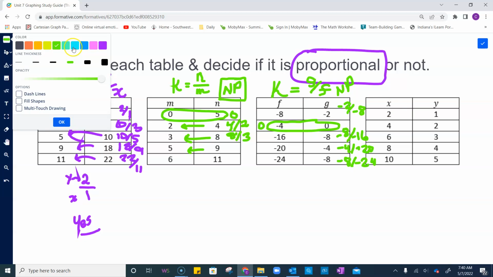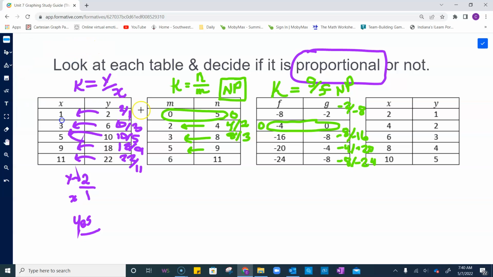Okay, our final one. We'll pick another color here, mix it up. All right, so in this one, we're looking at an x and a y. So our k value is what we're going to look for. I don't have any zeros in my table, so I can't tell from that if it's proportional or not. I just have to use my y to x for this one. So I'm looking and I'm going y over x is a half. 2 over 4 is also a half. So far it's proportional. 3 over 6 is also a half.